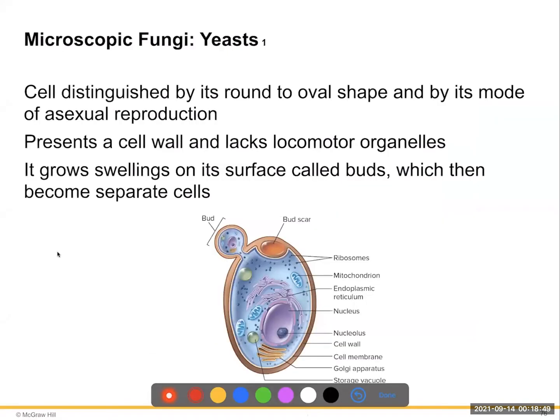And yeasts. See, yeasts are round, they're not long and rod shaped. Yeasts are round and oval shaped. It occurs by asexual reproduction. A piece buds off and forms a second one. It presents a cell wall and lacks locomotor organelles. So there are no cilia and no flagella in yeast. They don't move around. It grows swellings on its surface, these little buds, which then separate into cells.